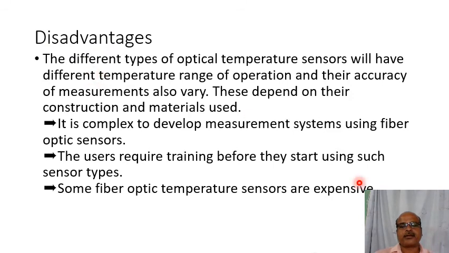Okay, disadvantages: different types of optical temperature sensors have different temperature ranges of operation, and their accuracy of measurement also varies. This depends on their construction and materials used. It is complex to develop a measurement system using fiber optic sensors. This is a disadvantage, complex to develop a measurement system. So a research lab is required for that. The users require training before they start using such sensor types. Okay, training is needed. Some fiber optic temperature sensors are expensive.